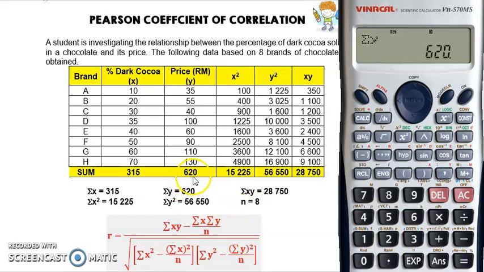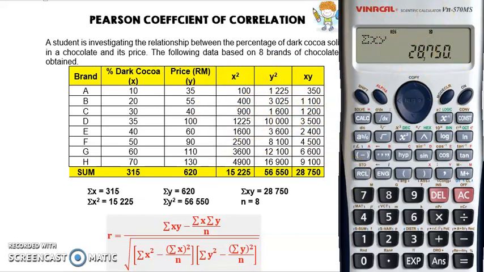So we get 620. Again, for summation of xy, shift 1, right arrow here. Summation of xy is number 3, and then you press equal. Then you get 28,750. So when we use the calculator, we can save time instead of calculating it manually like this.